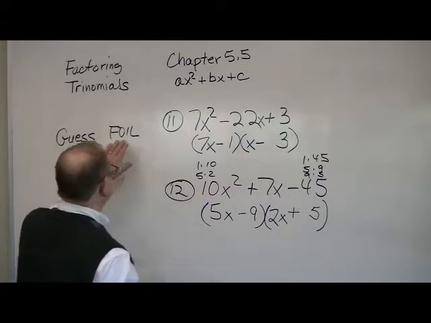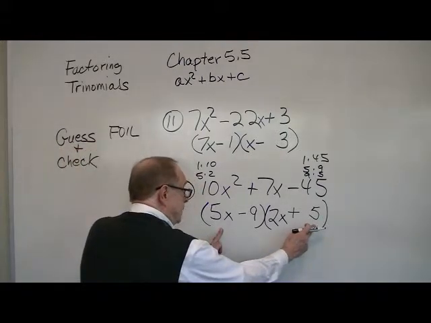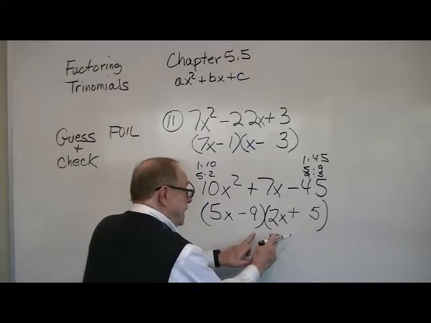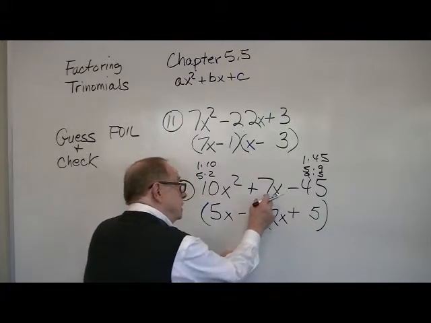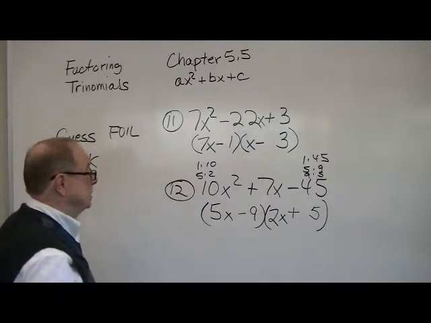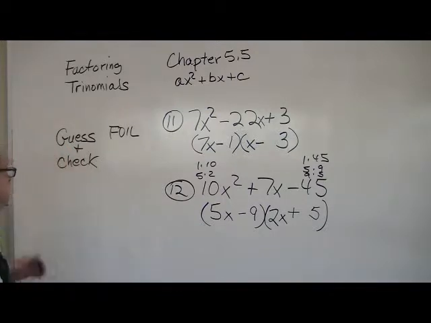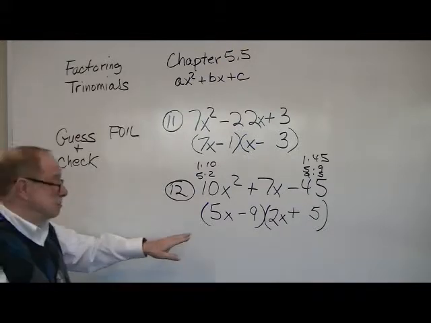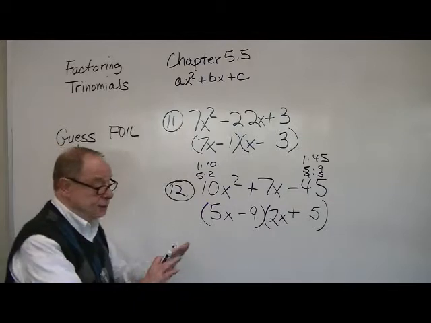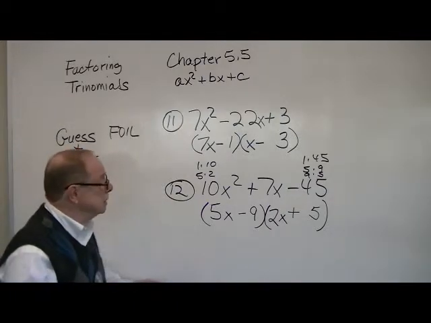So when I FOIL, this gives me a positive 25x, a negative 18x, which gives me a positive 7x. So this is the proper factoring. Now again, as you do it, you're going to be guessing and then checking, and do this in pencil so that you can erase it. And then through practice, I think your skill builds up.